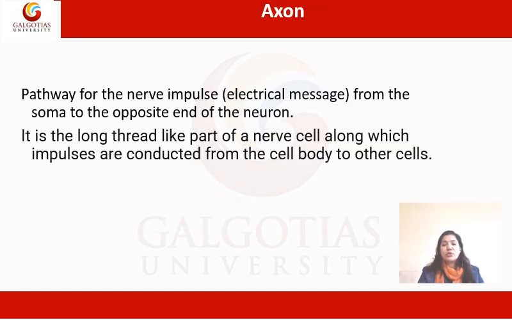Axon. Axon is the most important part of a neuron, which serves as the pathway for nerve impulse from the soma to the opposite end of the neuron. It is a long thread-like part of a nerve cell along which impulses are conducted from the cell body to other cells. In the axon, the electrical impulse travels away from the cell body.